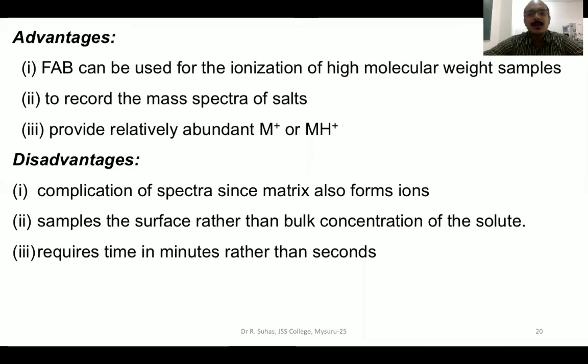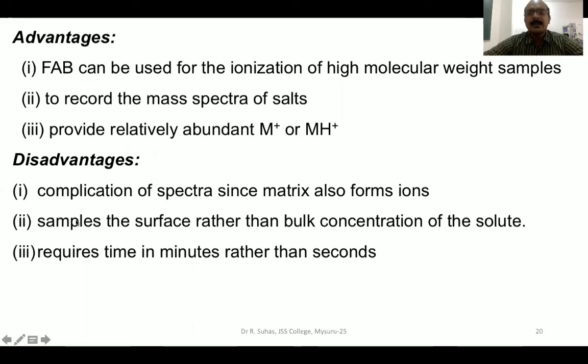We spoke about a lot of advantages, but there are also a lot of disadvantages associated with FAB. The spectra will be quite complicated because we are going to use a matrix. Remember that we use glycerol. We first take the sample, mix it with glycerol, and then keep it on the probe tip. Here the matrix also undergoes ionization. Because of that, you will see a number of peaks in the mass spectrum coming from the matrix, which leads to difficulty in interpretation.